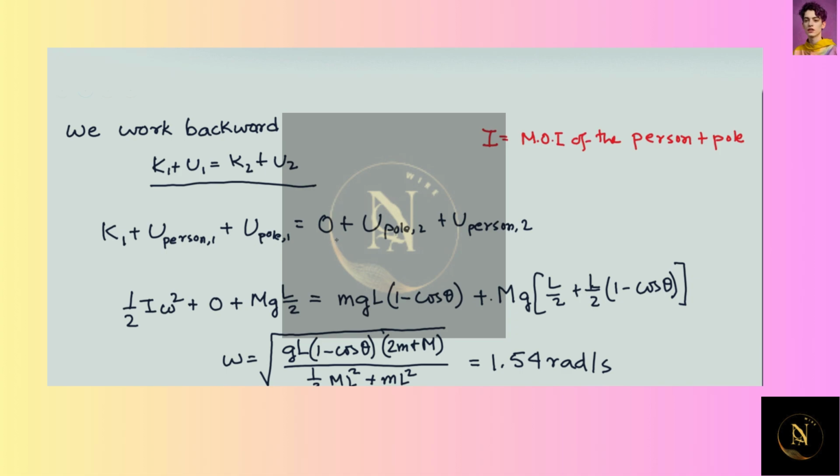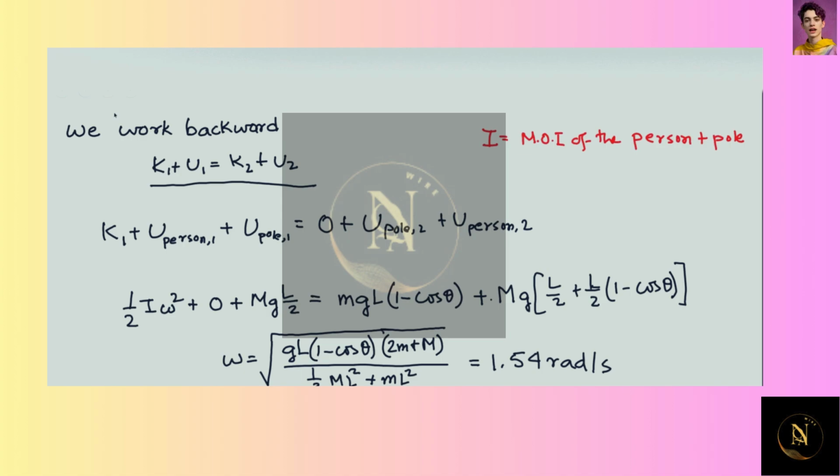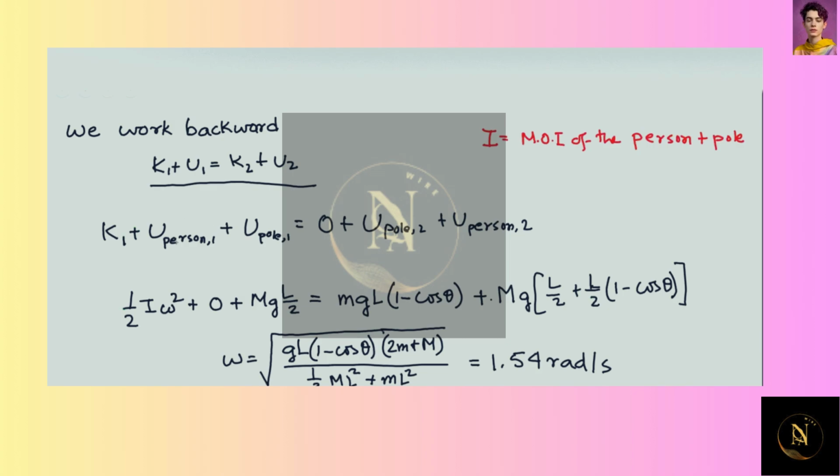Then this is the final position. So this is position 2, this is number 2, and this is number 1. So actually here K1 U1 is denoted at this point. So we have kinetic energy, we have potential energy of the person, and potential energy of the pole.